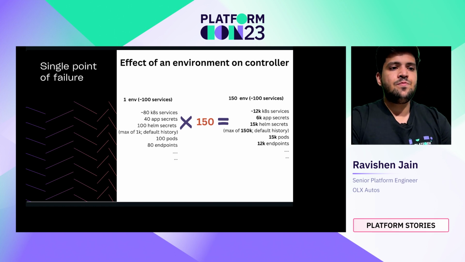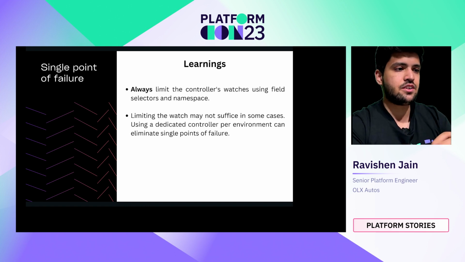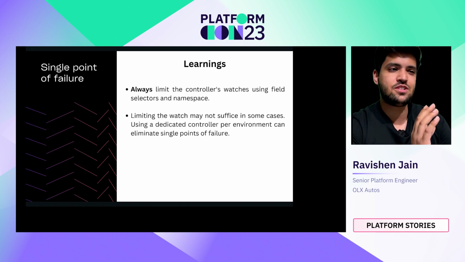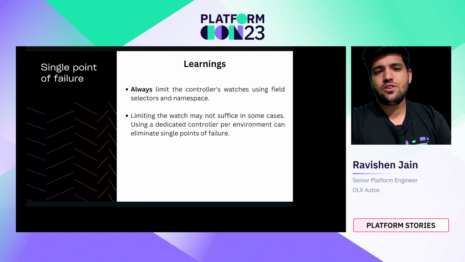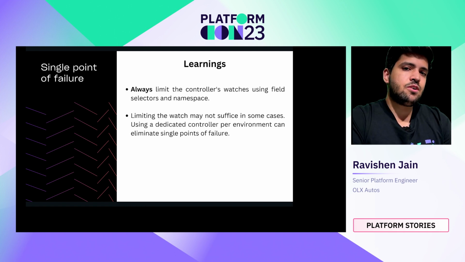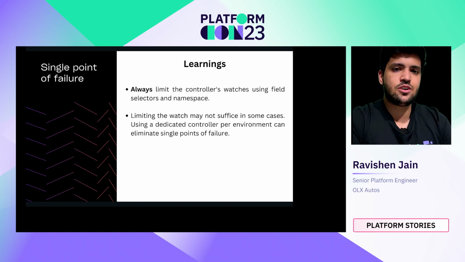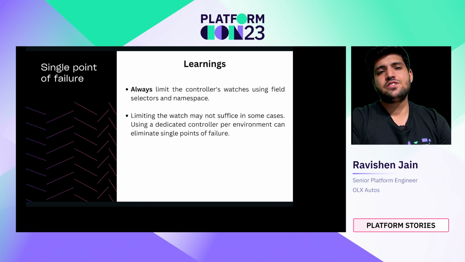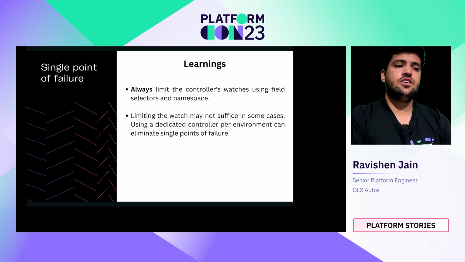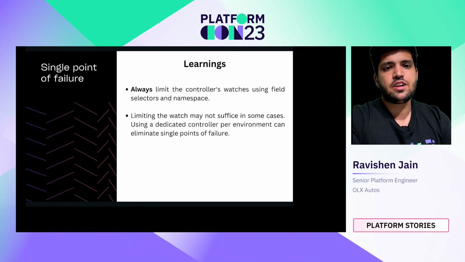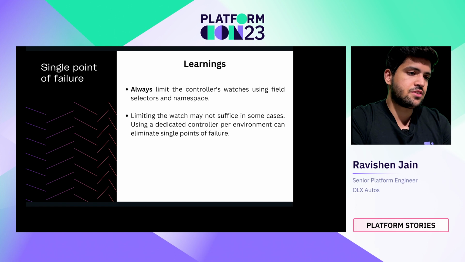So there should be a better way to handle this. The two learnings, or two ways we can handle this, are, first, always limit your controller watches. Any controller would generally include some parameters via which you can control the watches of that particular controller on the basis of, let's say, namespace or field selector. So definitely use those. From my personal experience, we have gained significant performance improvement by limiting the watches itself.